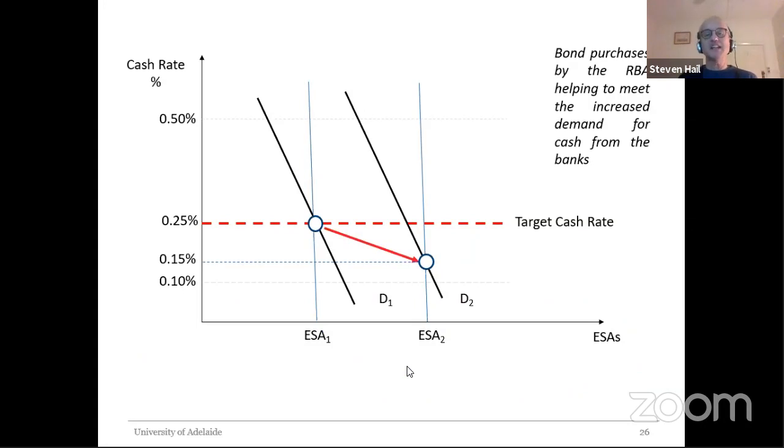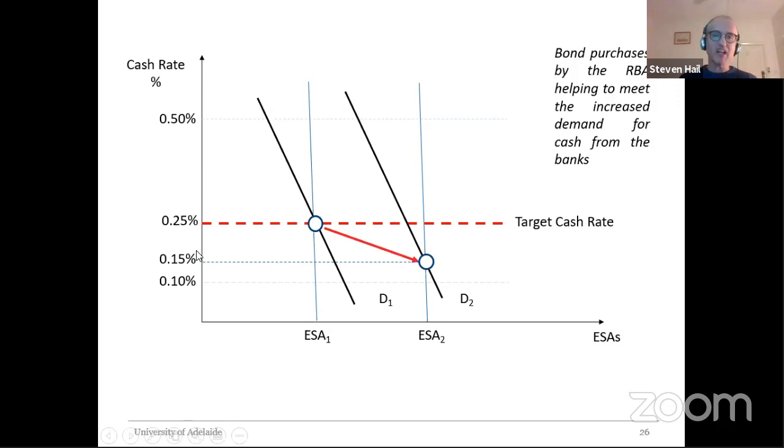I hesitate to draw a demand curve and to put a pair of axes up in a presentation like this, but let's see whether we can make sense of it, shall we? Remember the corridor system. You had a target for the cash rate. There was a rate of interest at which banks could have an overdraft from the RBA, which was 0.25% above this. There was a rate of interest which was 0.25% below it, which was the rate the RBA paid on exchange settlement account balances.